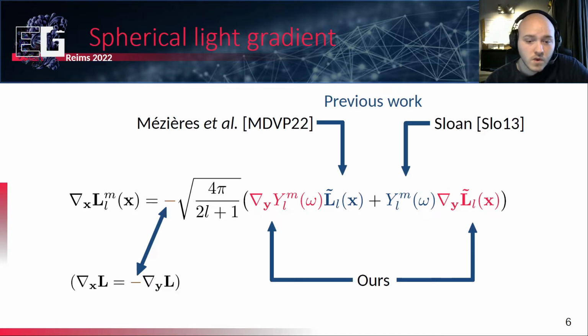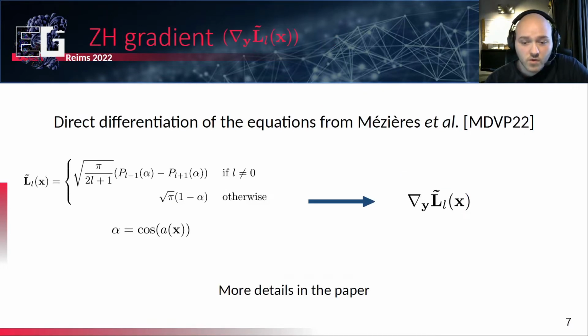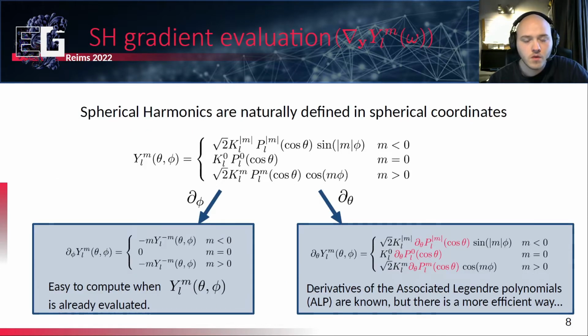In the first time, the computation of the gradient of the zonal harmonics coefficient is the direct differentiation of the equation proposed by Mézières and colleagues. This is straightforward and given in the paper. What's more interesting is the efficient computation of the gradient of the spherical harmonics basis function.